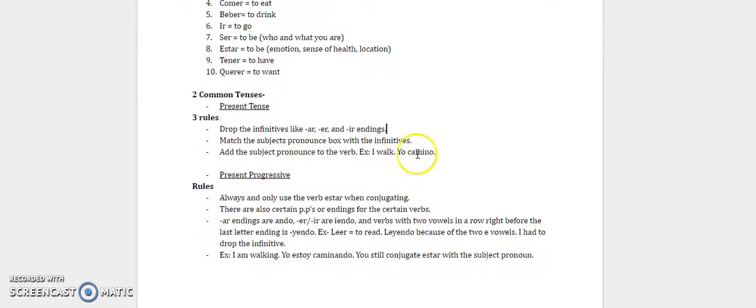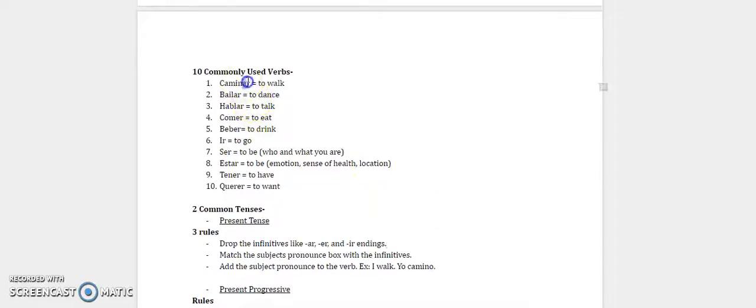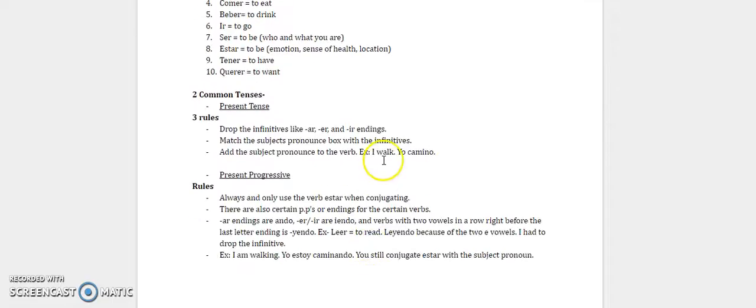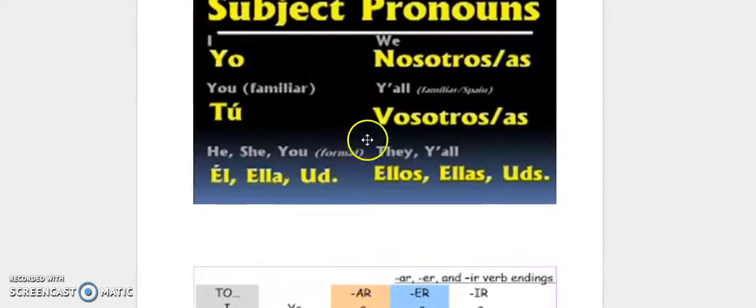So, for example, if it was caminar, that ending is obviously AR right here. So when you're using that, it'd be yo camino, because for AR verbs it's O, and you have to conjugate yo for I.